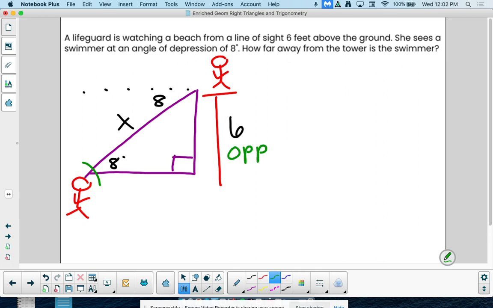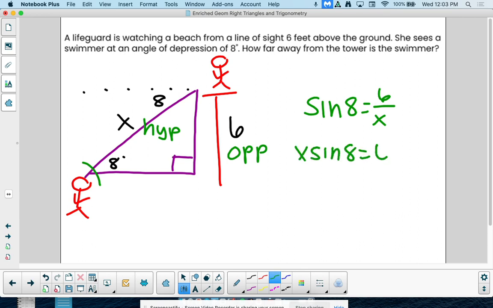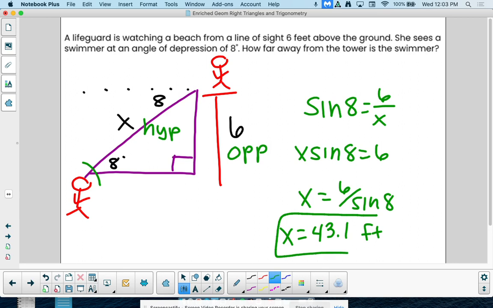I got one. So this one's like 43. How'd you get that? 43. Everyone else gets 43. 43.1. Okay. What are you doing in feet?